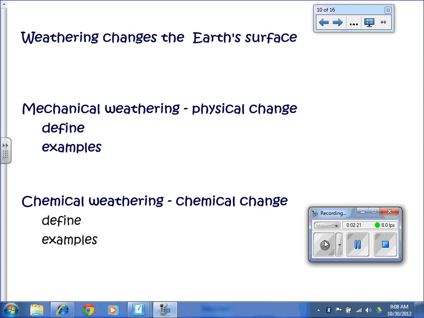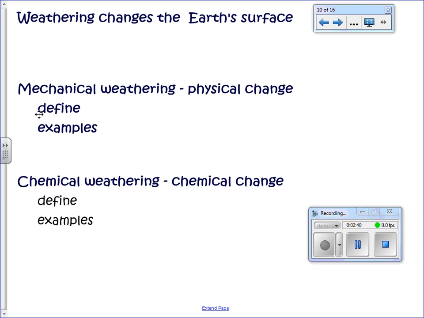Okay, so weathering changes the Earth's surface. As we were just watching the pictures of the superstorm, you can see some obvious and local evidence of that. But let's go back here a minute, and this is going to relate to what we're going to do in the lab. We've got mechanical weathering, which is a physical change, and chemical weathering, which is a chemical change. The definitions, we did those yesterday, so it shouldn't be too tough here.